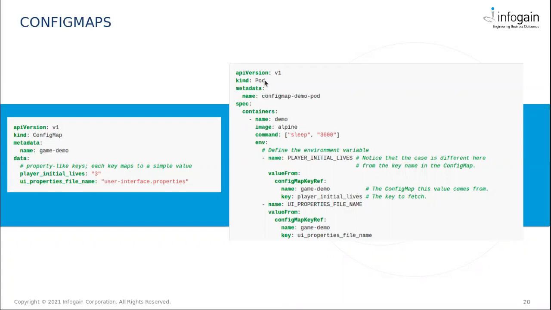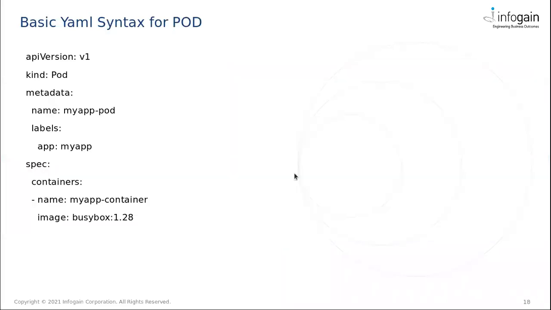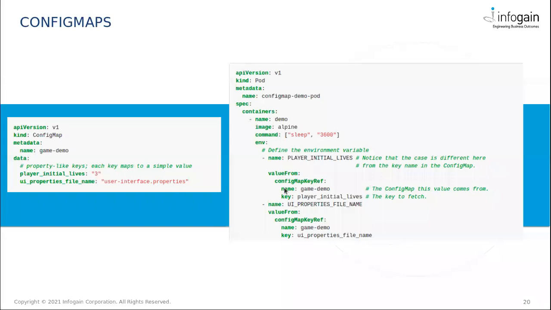Now inside the pod specification, inside the environment variables, you were passing in name and value, right? But here you'll pass the name, and then valueFrom. You'll fetch the value from that config map key reference.